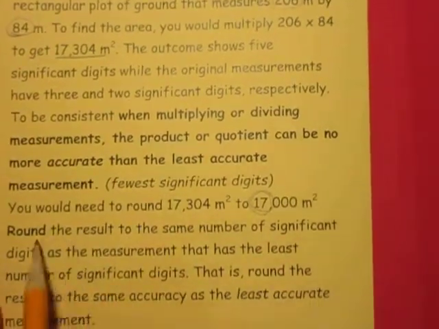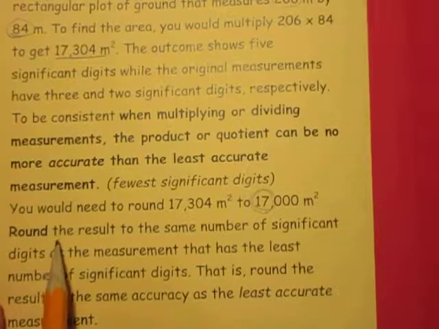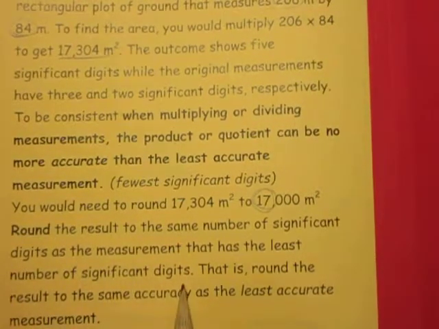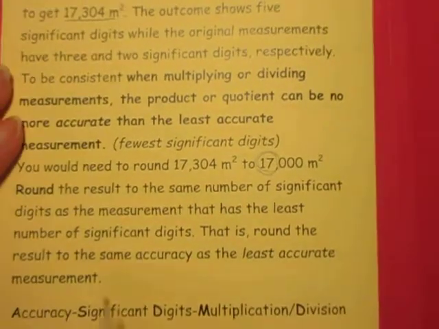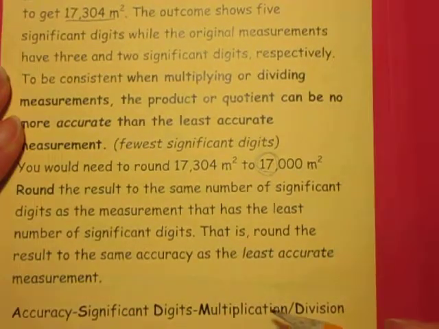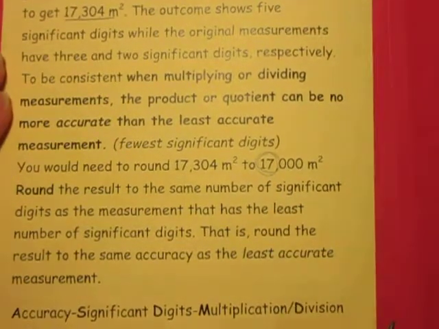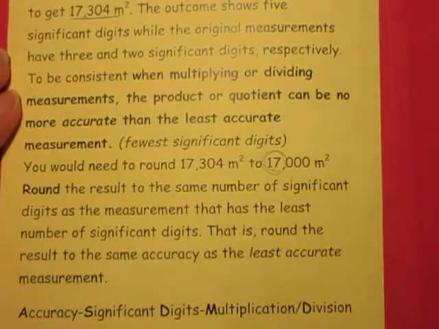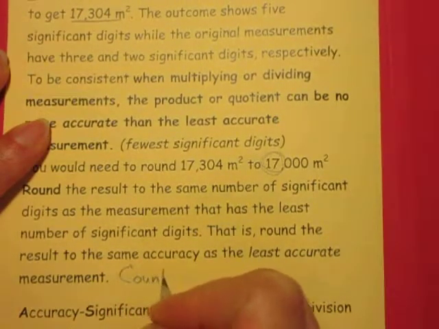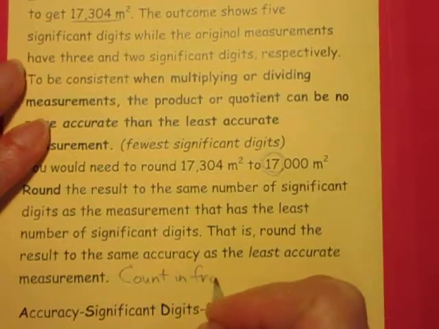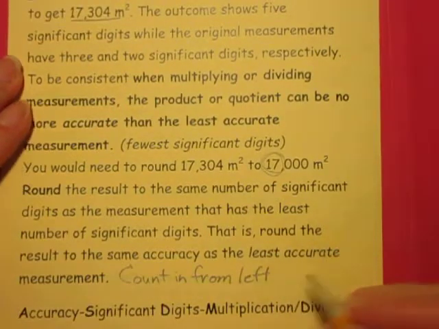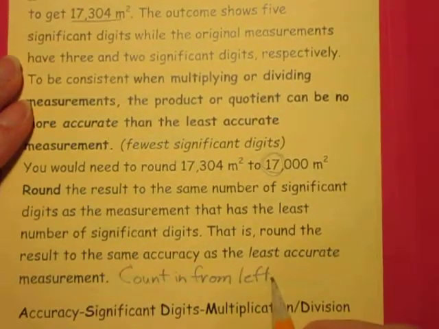So the deal is you need to round the result to the same number of significant digits as the measurement that has the least number of significant digits. That is, round the result to the same accuracy as the least accurate measure. That was 4 different sentences basically saying the same thing. Whichever one resonates with you, go with it. But basically, you look at your answer and you're going to have to count in from the left the number of significant digits that are in your least accurate number.